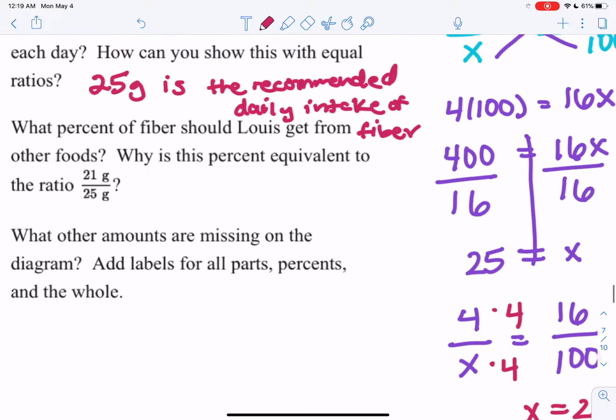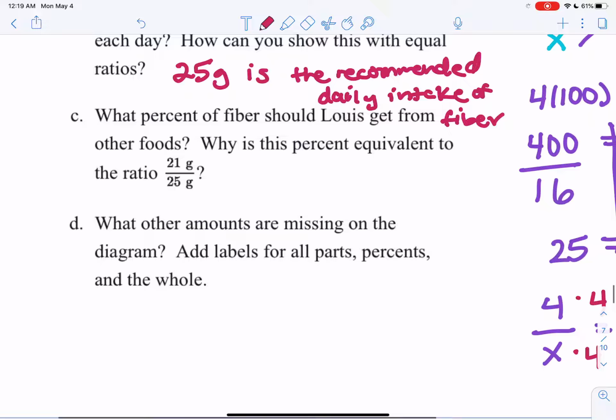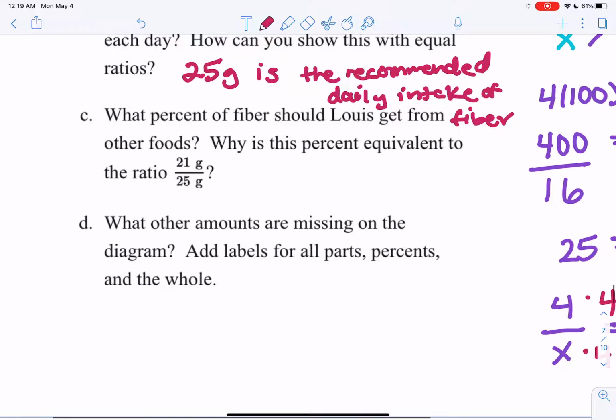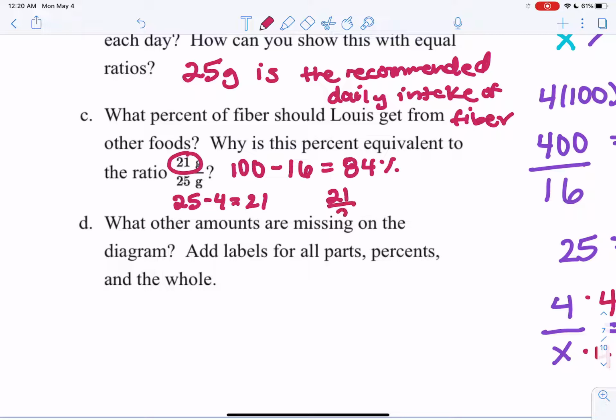Okay, now for part C. What percent of fiber should Louise get from other foods? What is the percent equivalent to the ratio 21 grams over 25 grams? Well, 100 minus 16 is going to give me 84. And this 21 grams represents the 25 grams minus 4, because she already ate 4 grams, so 21. And if I were to divide 21 by 25, I'd get 0.84. And as a percentage, we know it's 84%.